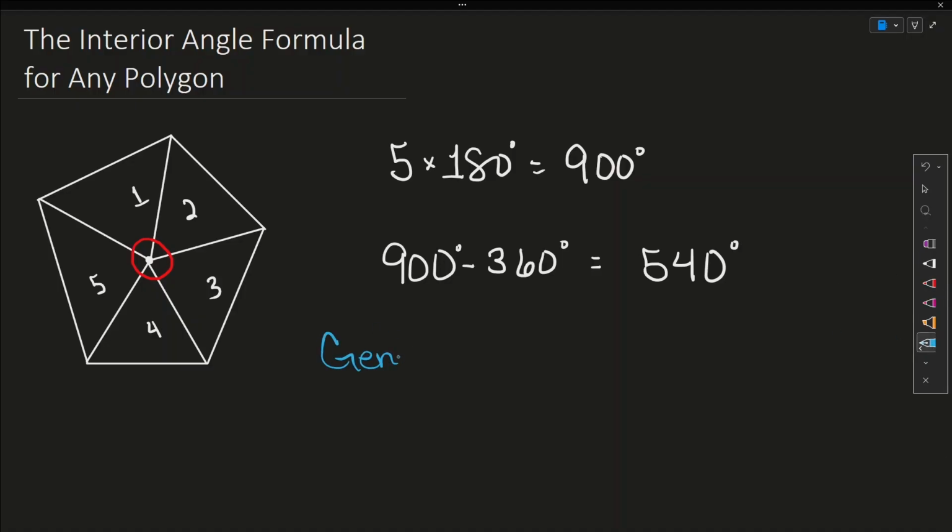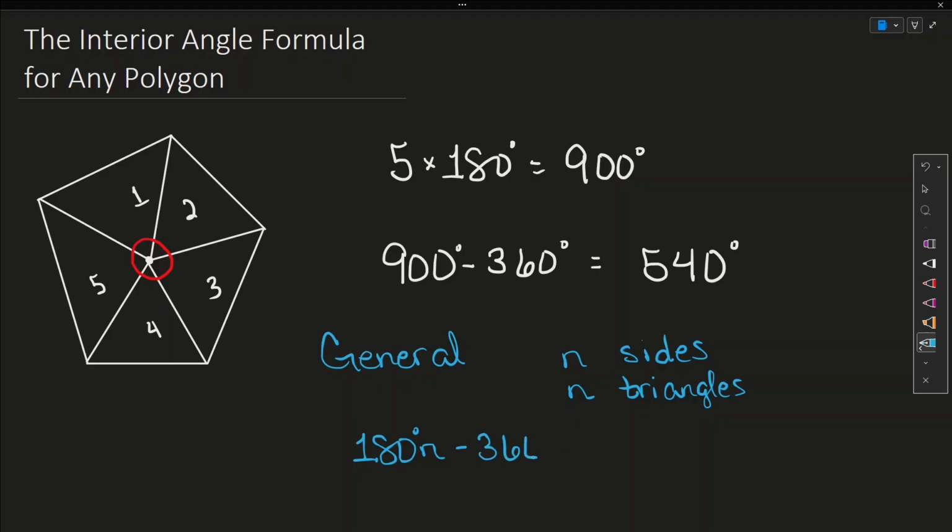If I want to look at this in a general sense, if a polygon has n sides, then it's going to form n triangles. Our pentagon had 5 sides and formed 5 triangles. Our hexagon had 6 sides and formed 6 triangles. Each of those triangles will have 180 degrees, and then we'll need to remove that central circle. So for a general polygon, the total angle sum is 180 degrees times the number of sides minus 360 degrees.